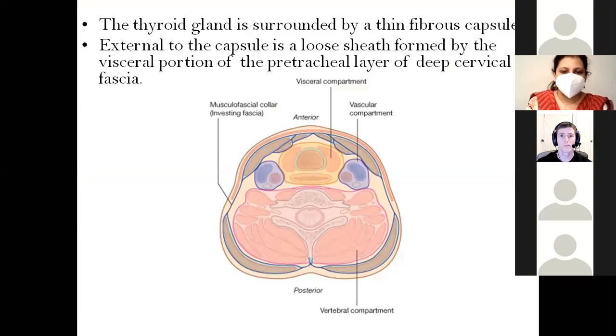If we talk about the histological features, basically, the thyroid gland is surrounded by a thin fibrous capsule. External to the capsule is a loose sheath formed by a pretracheal layer of deep cervical fascia. But our basic concern related to microscopic features would be the thin fibrous capsule. Okay, so let's move ahead.